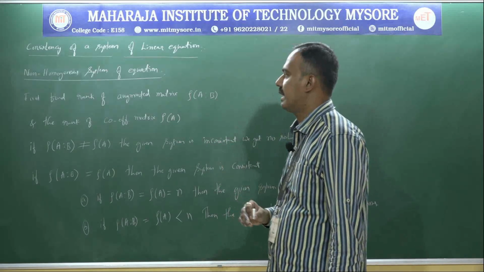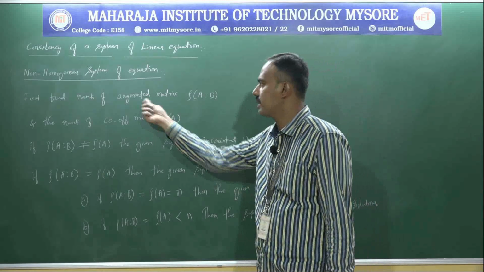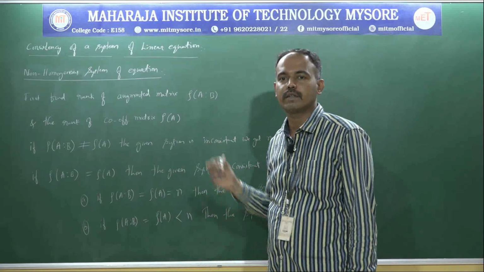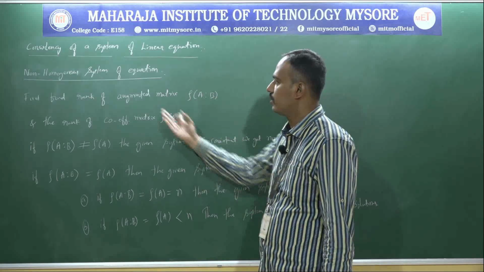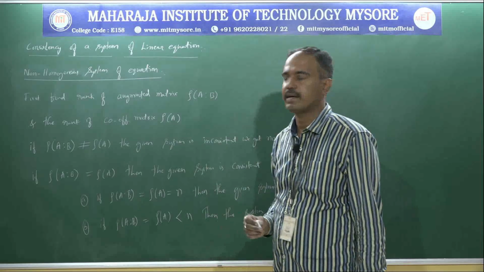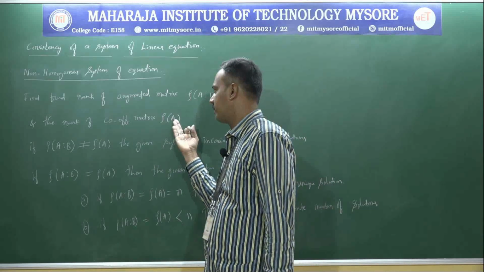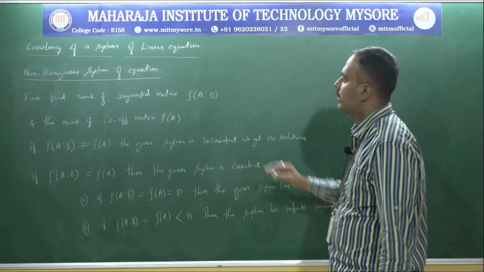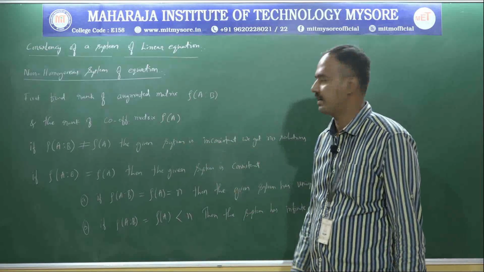First, find the rank of the augmented matrix. The rank of the augmented matrix: suppose there is a single matrix C, where the coefficient elements along with the constants are included; we call that the augmented matrix. And we also find the rank of the coefficient matrix A. First we have to find the rank of the augmented matrix and also the rank of the coefficient matrix.